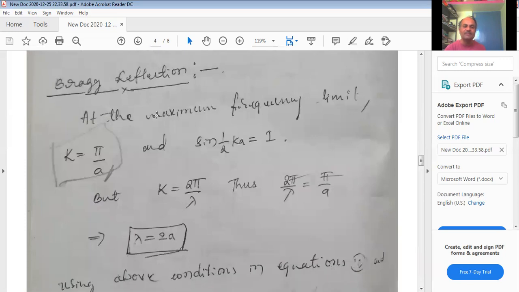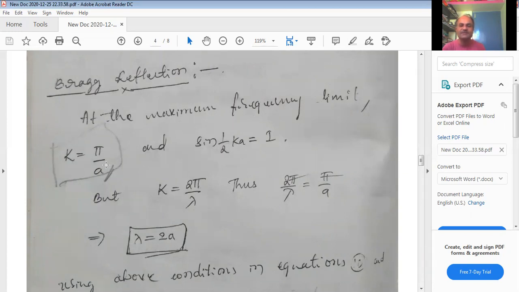Next, we see the Bragg reflection. Bragg reflection at the maximum frequency limit, k is equal to pi by a, means the Brillouin zone condition, the Brillouin zone boundary. The first Brillouin zone is bounded by k is equal to plus pi by a and minus pi by a.